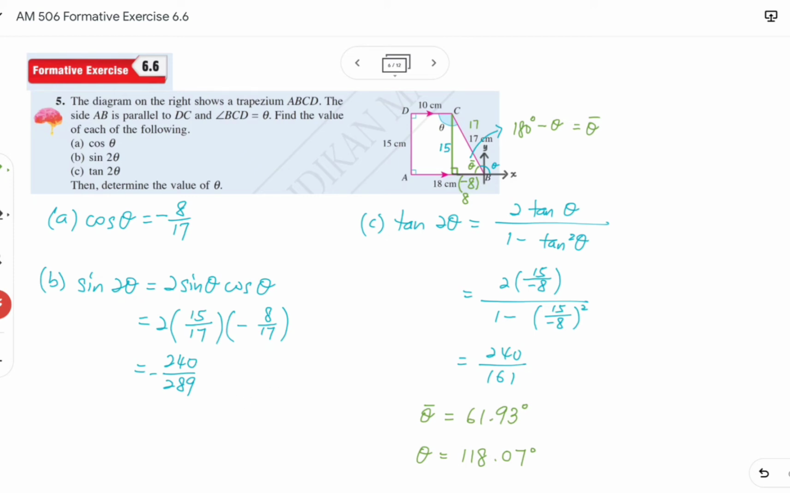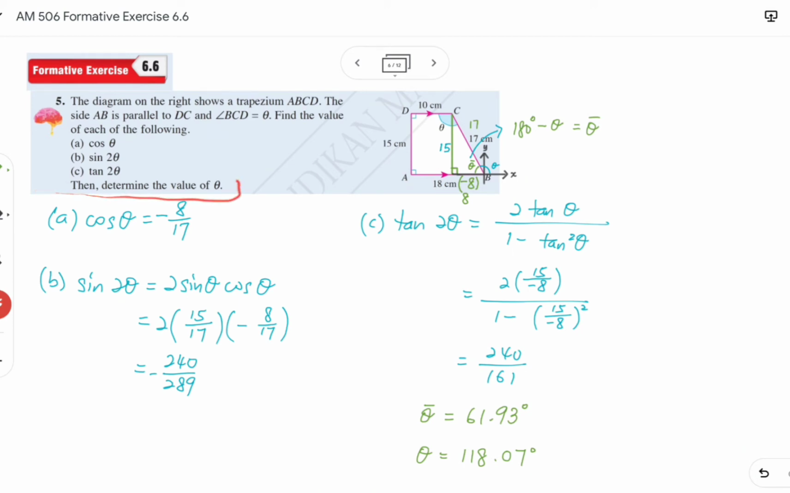C, tangent 2 theta. So tangent 2 theta can be expanded by 2 tangent theta over 1 minus tangent squared theta. So 2 tangent theta, which is opposite over adjacent, divided by 1 minus (15 over negative 8) squared. So we get 240 over 161.